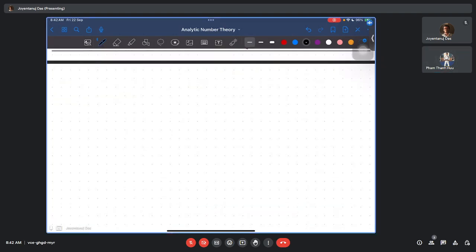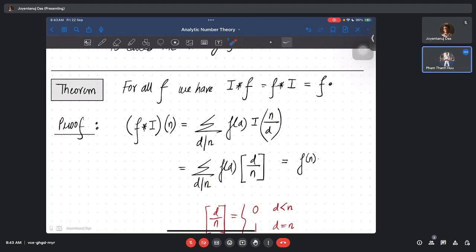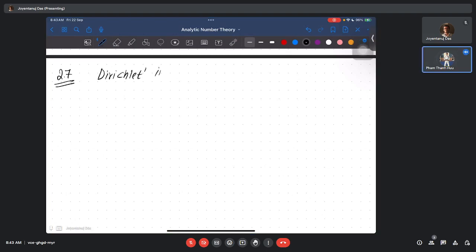So the thing is, this Dirichlet multiplication gave us an identity function. The natural next question is, what is the inverse? That comes to the next section, the Dirichlet inverses and the Mobius inversion formula.